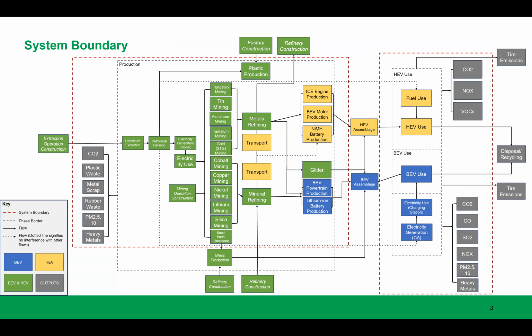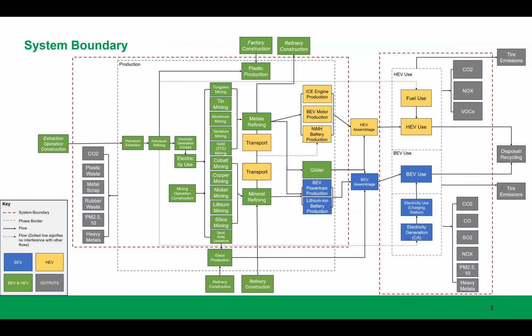Dotted flow lines are marked as such simply to clarify that the flow line does not interfere or combine with a flow line that it intersects. For example, the transport of materials from the mineral and metal refineries is related only to the production of the hybrid vehicle's nickel metal hydride battery, and not to the production of the glider. The gray dashed line symbolizes a phase border.